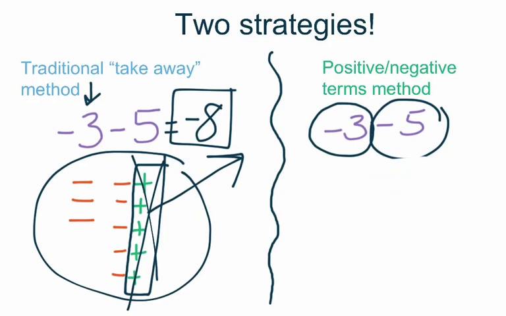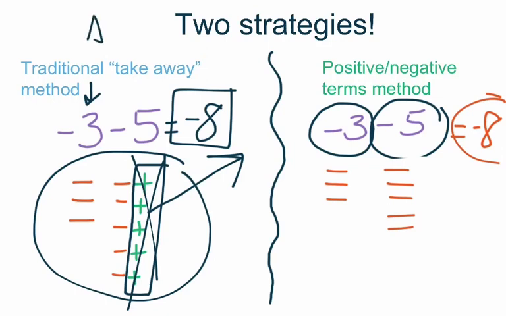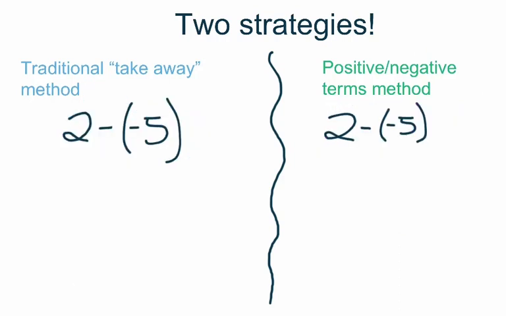All right, well, if I have 3 negatives here, and then I have 5 negatives, what do I have? Oh, that's negative 8. Just like that. Okay, so I want you to take a moment and think about what strategy you are understanding so far. Are you understanding our traditional method or our positive negative terms? Let's keep practicing. In this problem, we're going to solve 2 minus negative 5, okay?